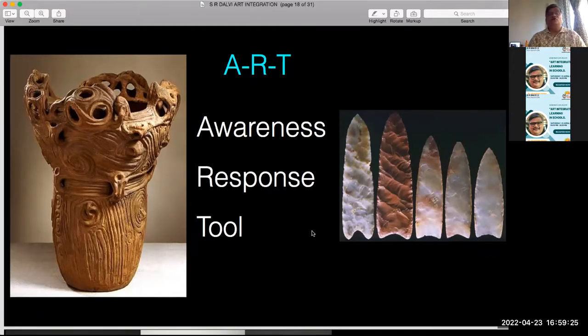T stands for tool. Art is an activity which you do with the awareness and as a response to your experience inside you or outside you.